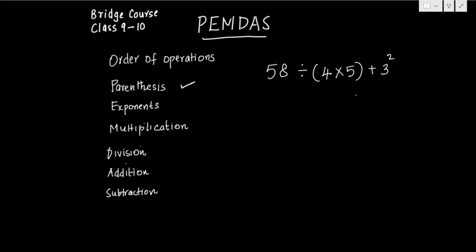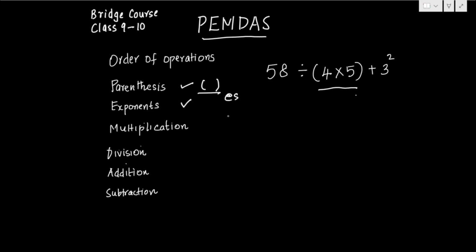So first of all, parenthesis. What are parentheses? They are basically brackets. Parenthesis is singular, parentheses is plural. So you solve anything within brackets or parentheses first. And then you go to exponents.